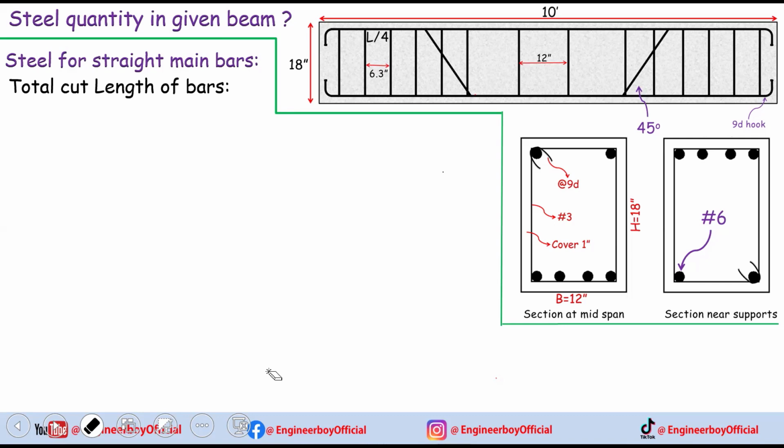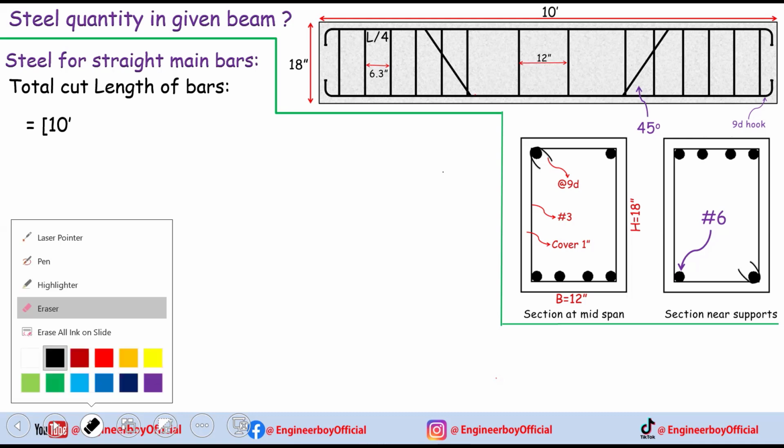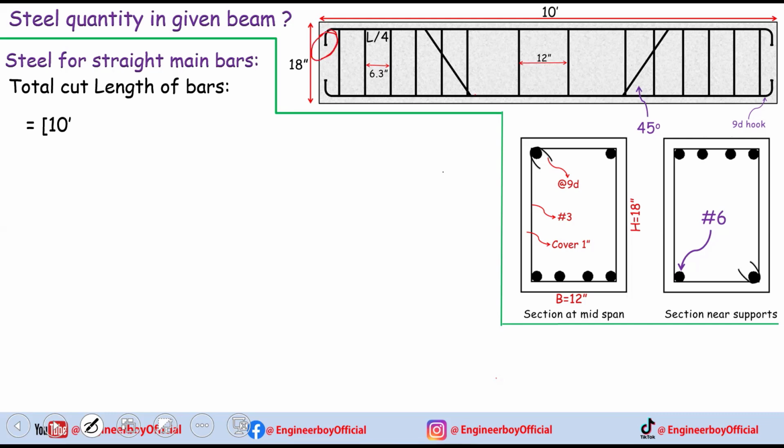Now the total cut length for the bars can be actually the length of the beam, which is 10 feet, and at each end there are actually 90 degrees. Okay, you can see. Let me just circle that so you guys can see it. As you can see, we have this hook over here, another hook, and at the right hand side you can see. Okay, I have circled them with a red pen. Those are hooks, and as you can see, they are labeled as 9D, which means 9 times the diameter of the bar.